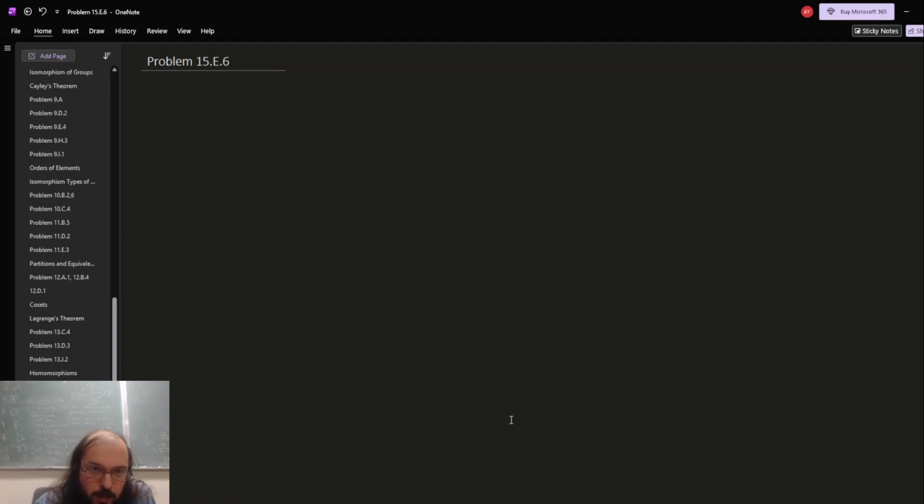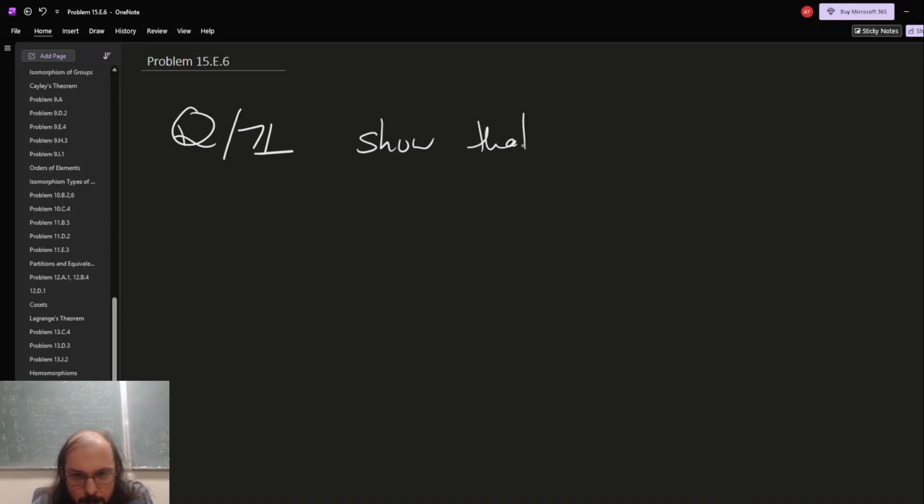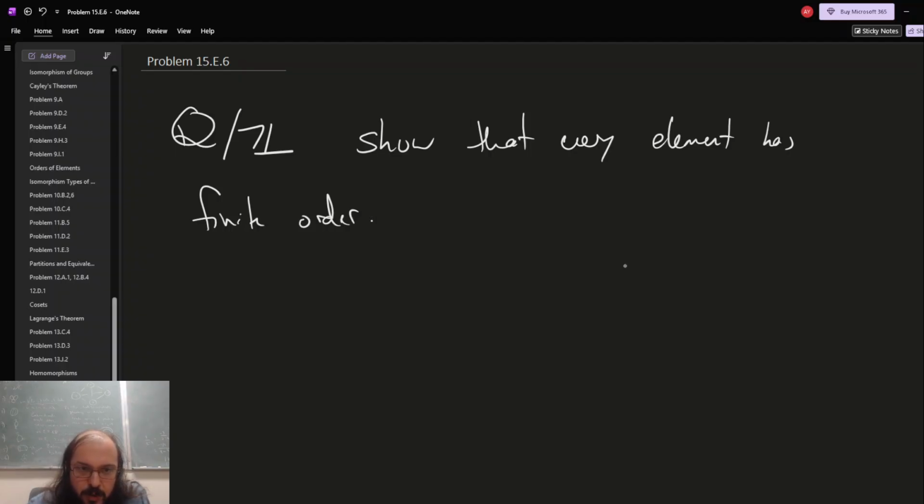The aforementioned problem is to study the group Q mod Z, and in particular, show that every element has finite order. I really like this group. This group comes up in a lot of places as an interesting, kind of weird group for having some strange properties, and this is kind of one of them. This is a huge infinite group, right? Because, well, what are the elements of this group?